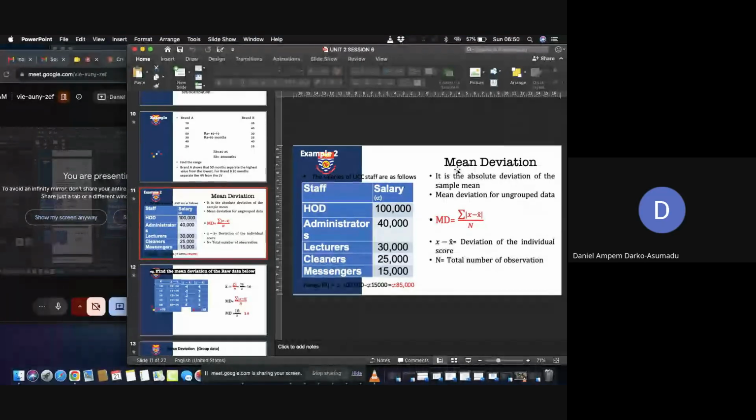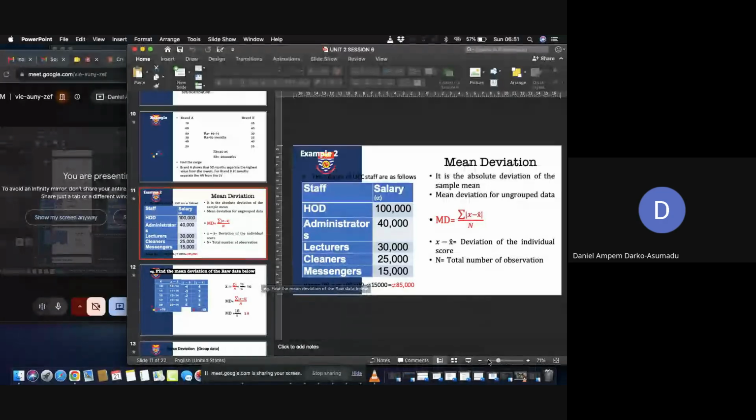So the mean deviation is the absolute deviation of the sample mean. We will do that for ungrouped data and for grouped data, like we did for the averages. The formula for mean deviation for ungrouped data is the summation of the absolute value of x minus the mean, over n. The n is the number of observations. The x with the two dots is the mean. It is the deviation of the individual scores. How are the individual scores deviating from, or moving away from, the average?